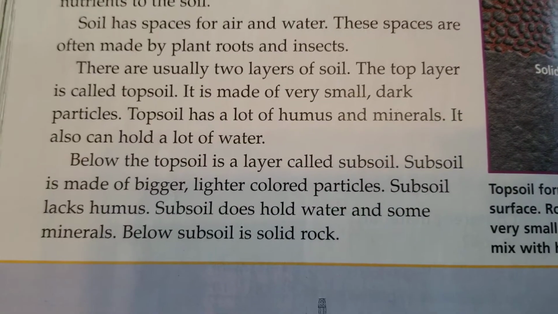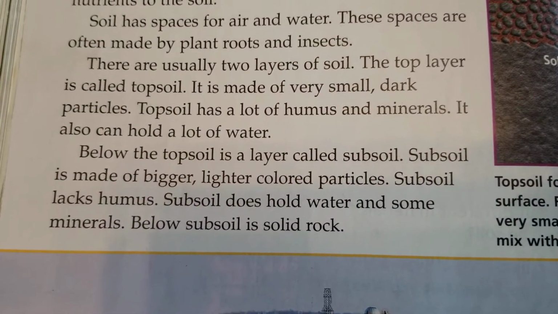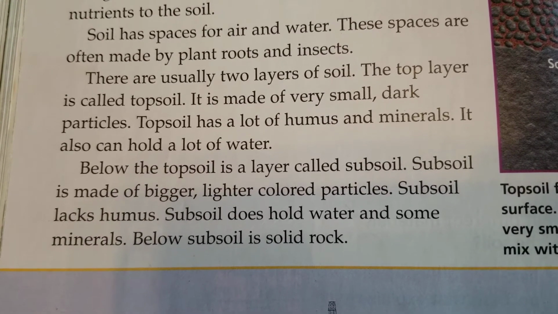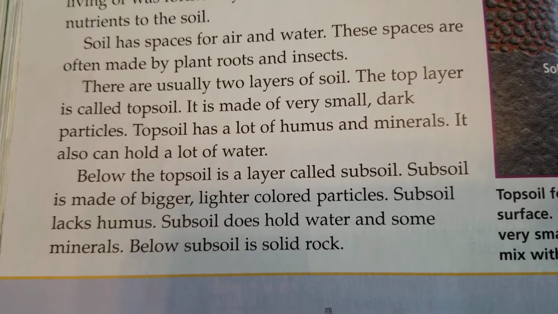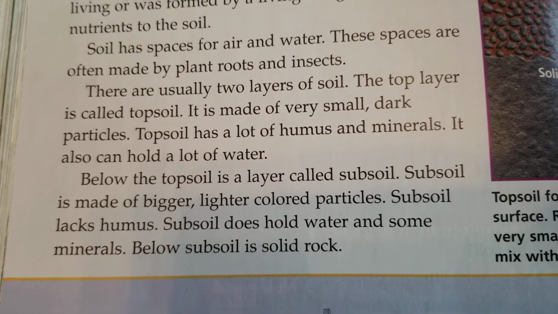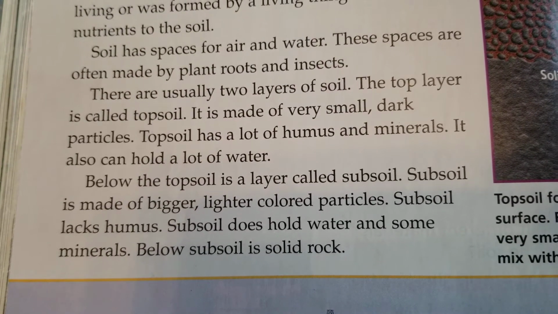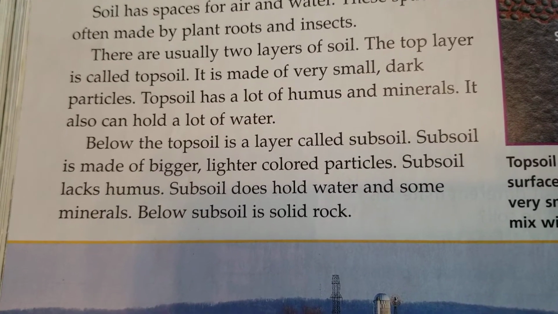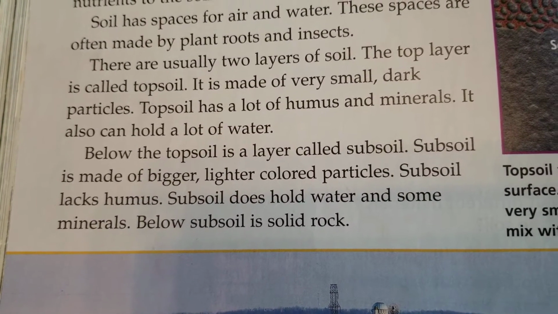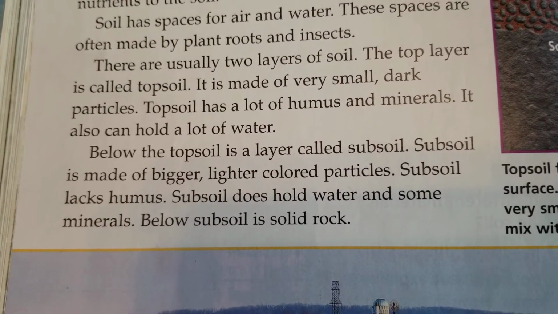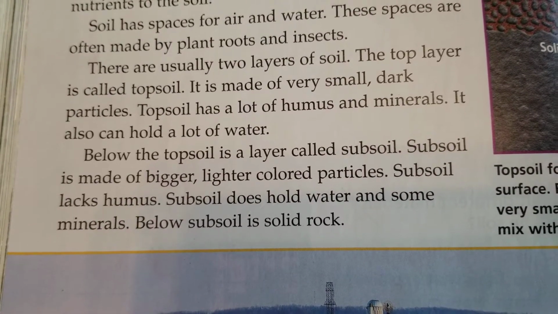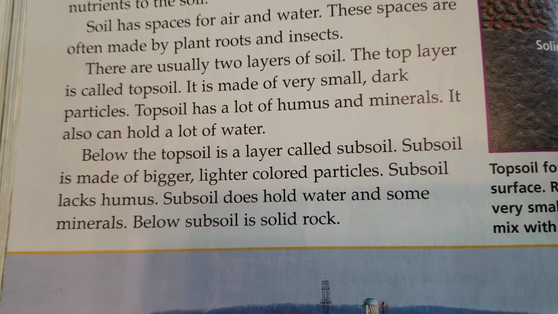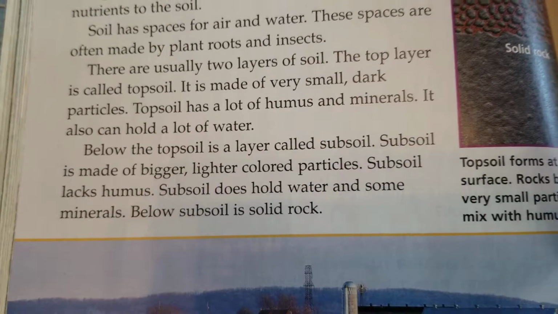There are usually two layers of soil. The top layer is called topsoil. It is made of very small, dark particles. Topsoil has a lot of humus and minerals. It also can hold a lot of water. Below the topsoil is a layer called subsoil. Subsoil is made of bigger, lighter colored particles. Subsoil lacks humus. That means it doesn't have the humus. Subsoil does hold water and some minerals. Below subsoil is solid rock.